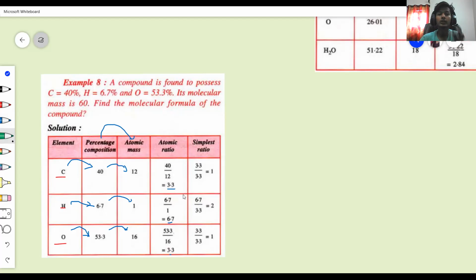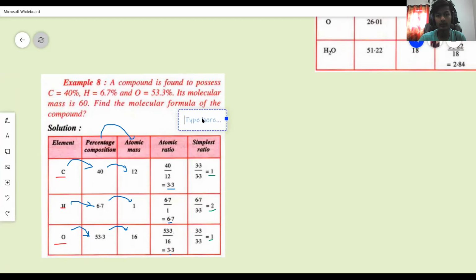The next thing we do is take the smallest ratio and divide it by all. The smallest ratio is 3.3. We divide it by all: 3.3 by 3.3, 6.7 by 3.3, and 3.3 by 3.3. So 3.3 by 3.3 is 1, 6.7 by 3.3 is 2, and 3.3 by 3.3 is 1, right?